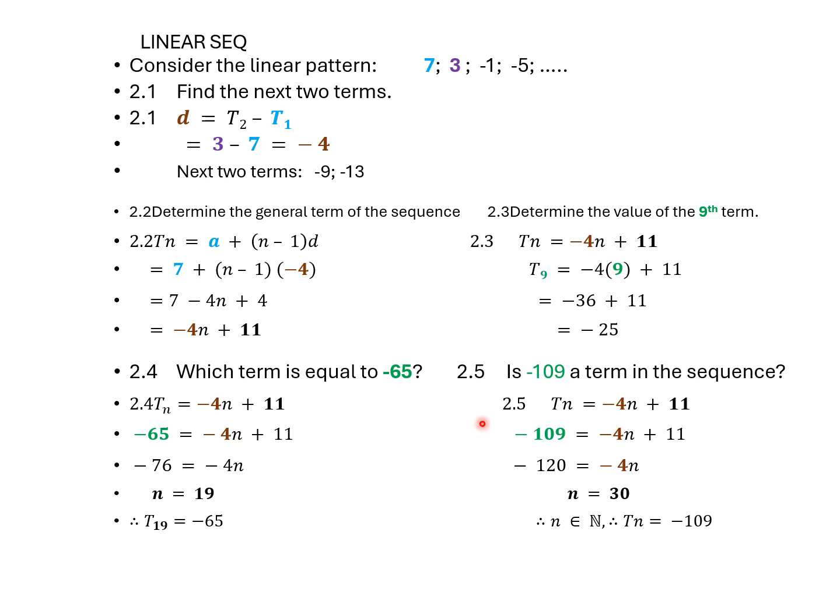Right, and the last question here for the second one: is negative 109 a term in the sequence? Again, in the place of Tn, I place negative 109 equals minus 4n plus 11. If I take positive 11 over, it becomes negative 11. Negative 11 and negative 109 gives me negative 120 equals minus 4n. Divided by negative 4, n equals 30. As long as n is an element of the natural numbers, then it is a term in the sequence.